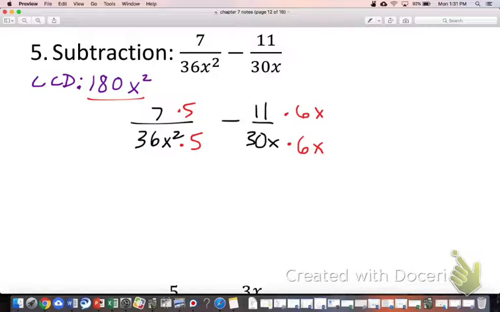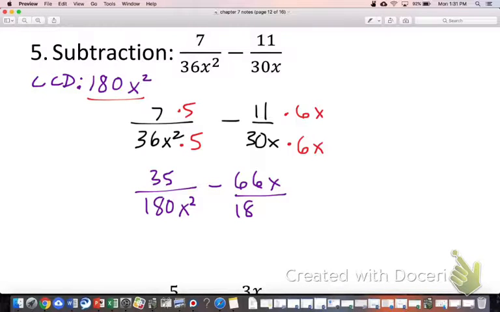So then to finish this one off, I need to go ahead and multiply. So I get 35 over 180x squared. Over here it's 66x over 180x squared. And then my final step would be to write 35 minus 66x over 180x squared. Could I do 35 minus 66x and get negative 31x? No. Why not?